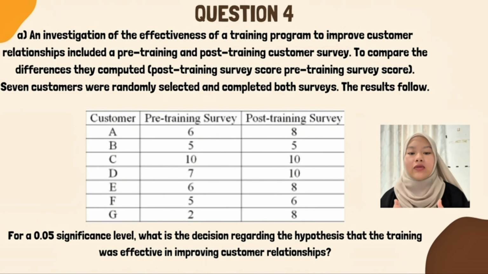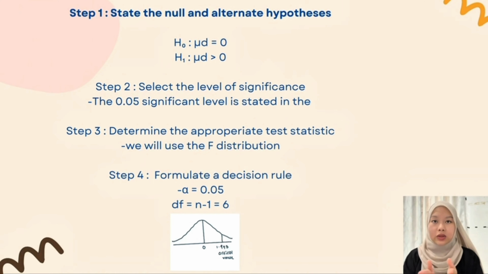An investigation of the effectiveness of a training program to improve customer relationships includes a pre-training and post-training customer survey. To compare the difference, they compare the post-training survey score and the pre-training survey score. Seven customers are randomly selected and complete the survey. The results are in the table. For a 0.05 significance level, what is the decision regarding the hypothesis that the training was effective in improving customer relationships? Step 1. State the null and alternate hypothesis.